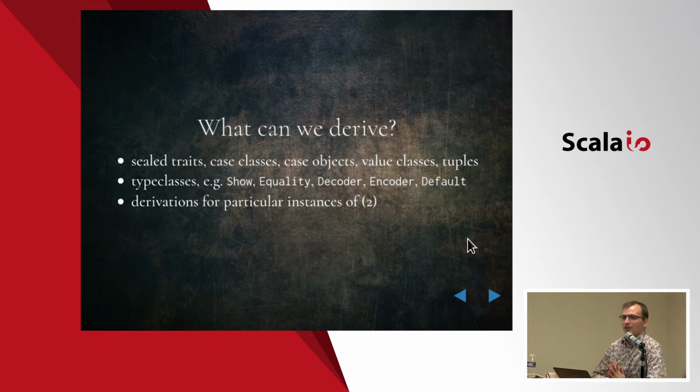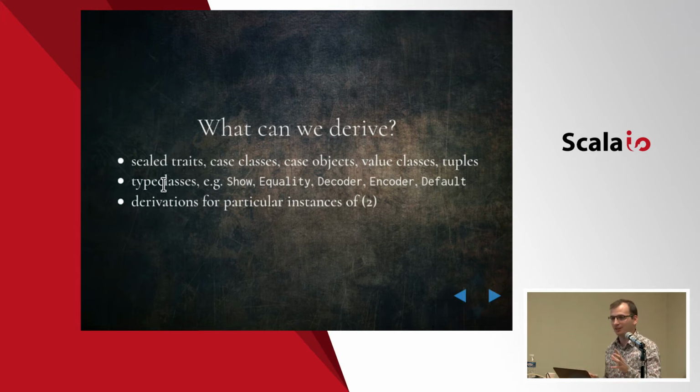So in general, what can we derive? Magnolia, which I'm going to talk about in the next part, is a macro, and it gives you a way of producing type classes corresponding to sealed traits and case classes. Those are the two most interesting cases, but also case objects and value classes. A value class is where you have a class that wraps a single value, and it's compiled down to just the primitive in the bytecode. So it's generally quite efficient. But a value class has at most a single parameter. And tuples, which you can think of as a little bit like case classes, but without a name. That's one dimension in which we can do generic derivation.